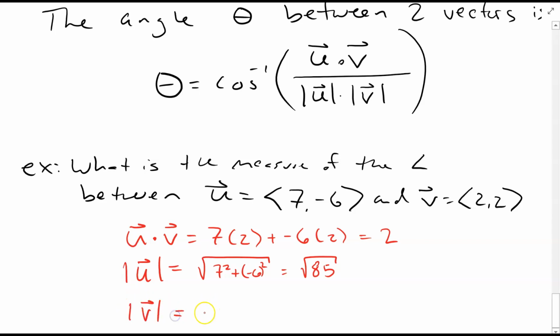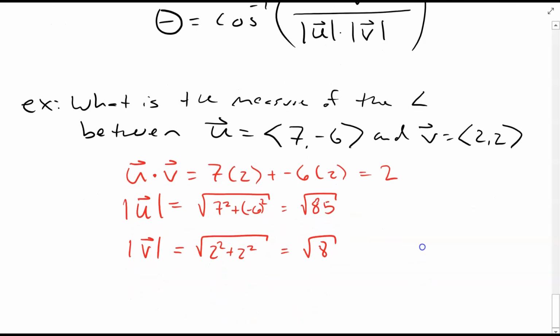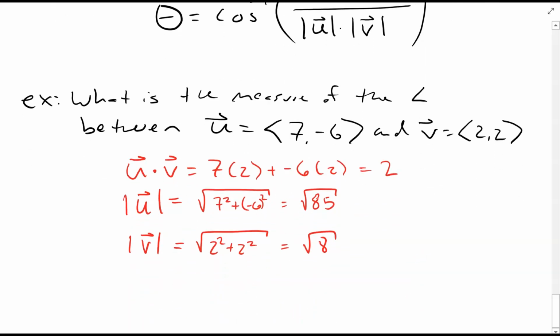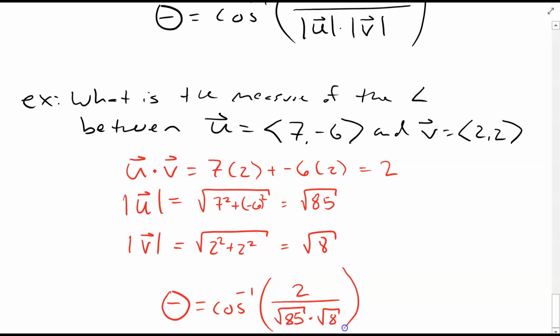And then I need the magnitude of vector v. So that's going to be the square root of 2 squared plus 2 squared, or just the square root of 8. Everybody okay with what I've done so far? So now I'm going to plug these into the formula. So I'm going to have the cosine inverse of 2 over the square root of 85 times the square root of 8.